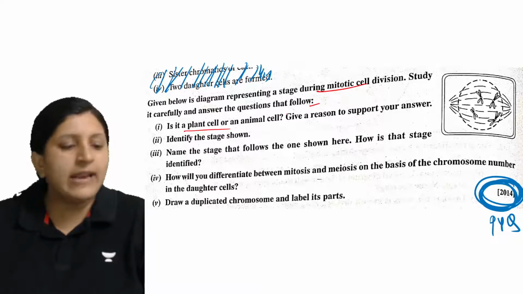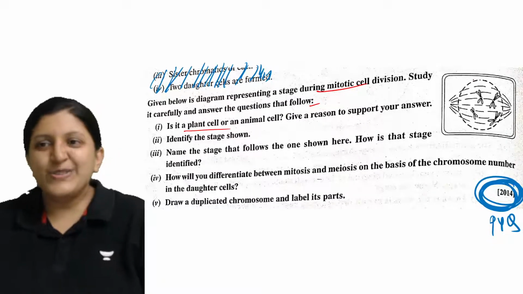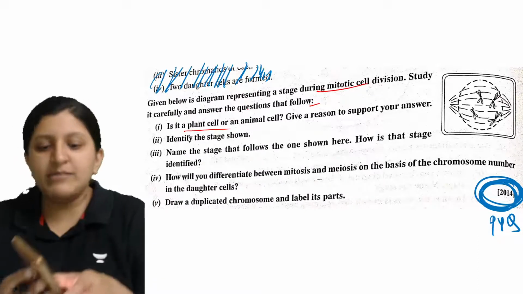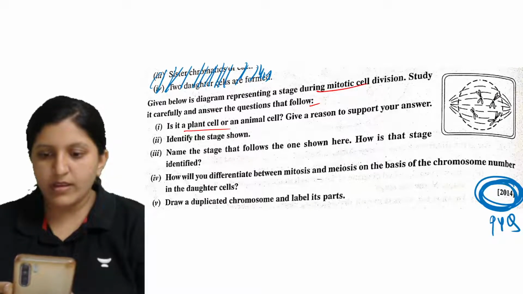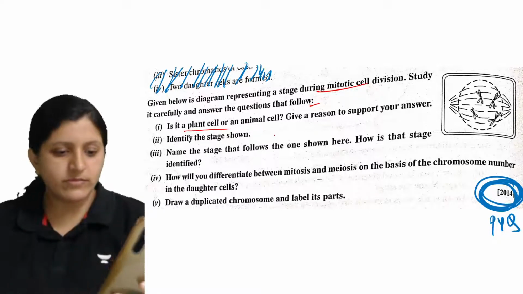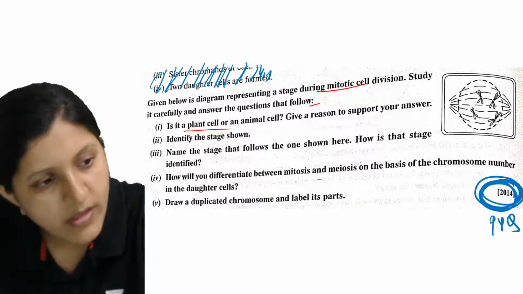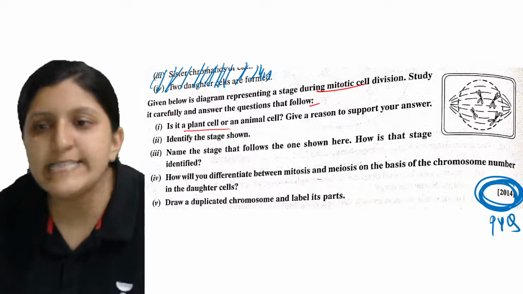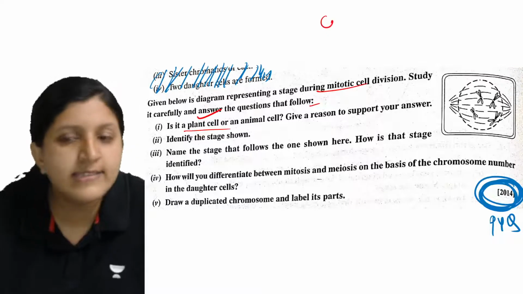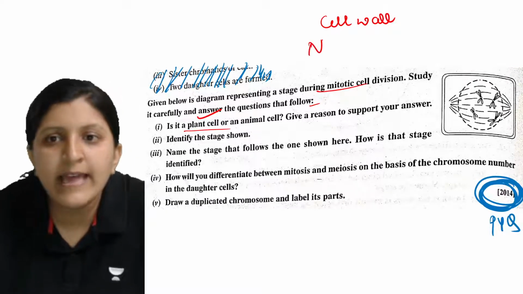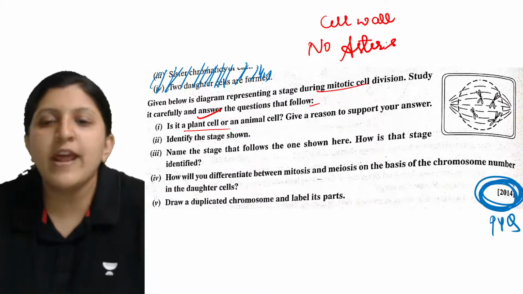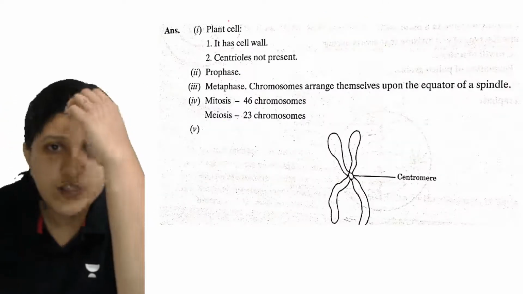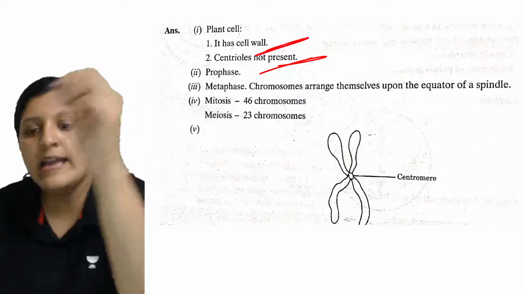Is it a plant cell or an animal cell? Whether this is a plant cell or an animal cell, anybody? Okay, this one is basically a plant cell. Why? Because there is a cell wall present. So this is a plant cell as it has a cell wall, and other than that there is no aster formation. Give a reason to support your answer: the centrioles are not present, and it has a cell wall.